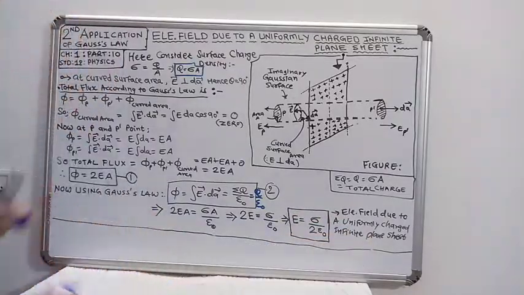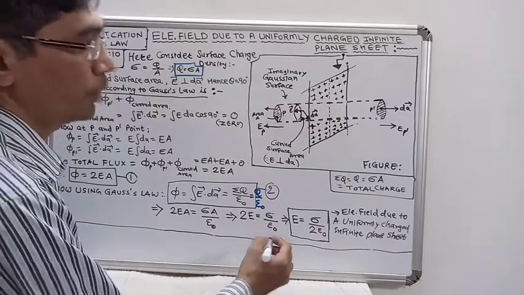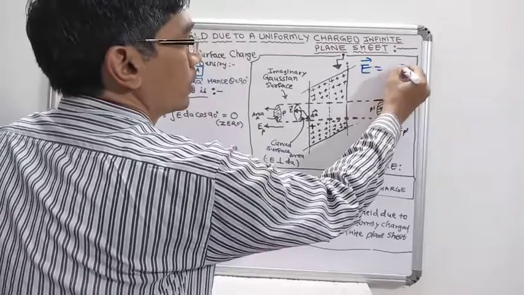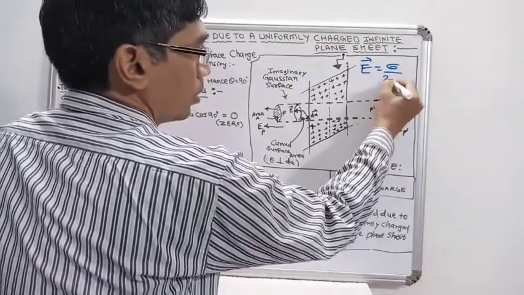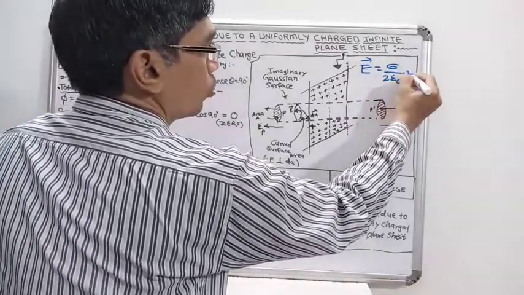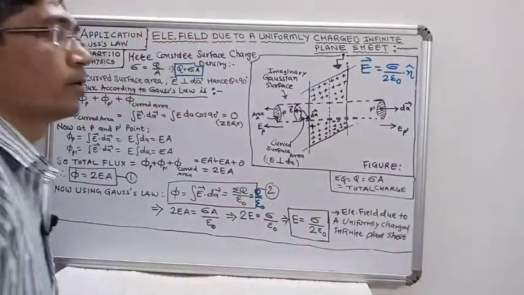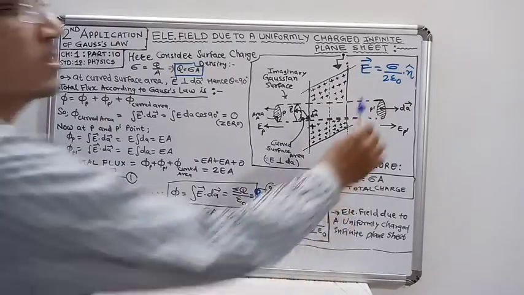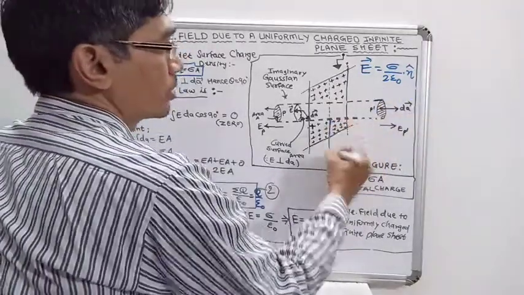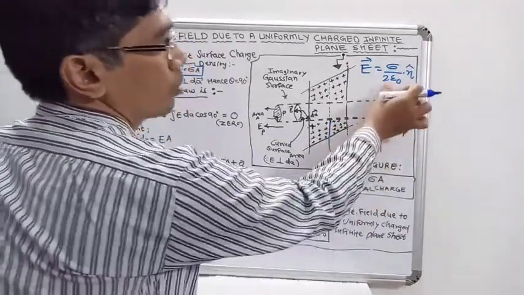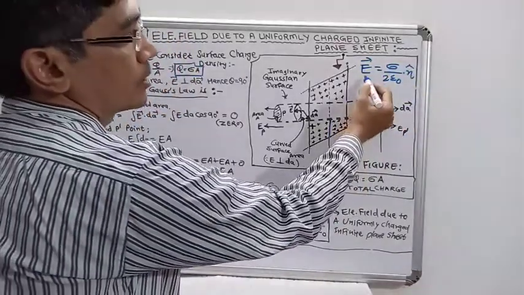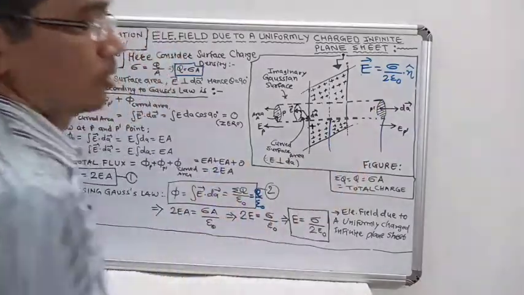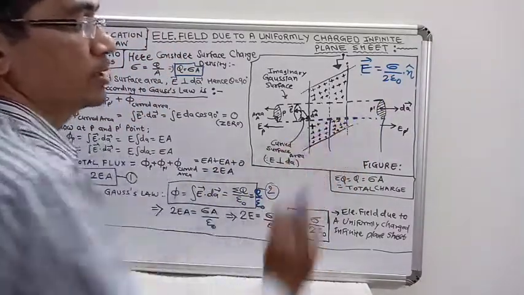If we write the electric field in terms of the unit vector, then we can write vector E is equal to sigma upon twice epsilon 0 into unit vector n, where unit vector n is in the direction of the electric field. As the distance is not appearing in this equation, the electric field is independent of the perpendicular distance from the plane sheet.